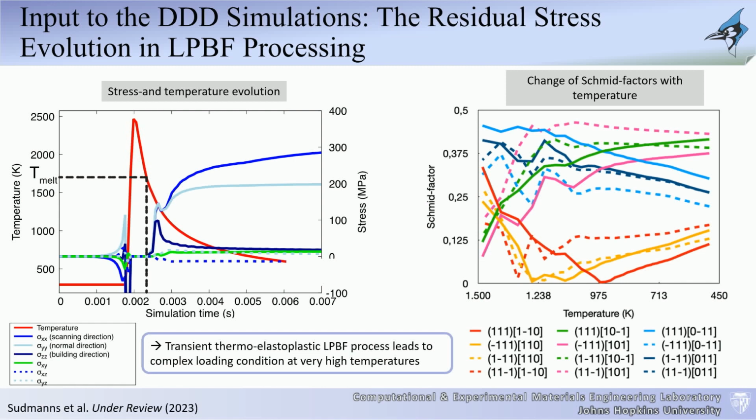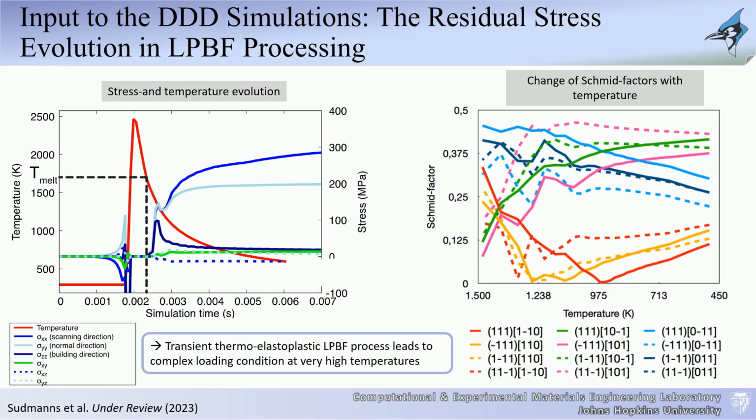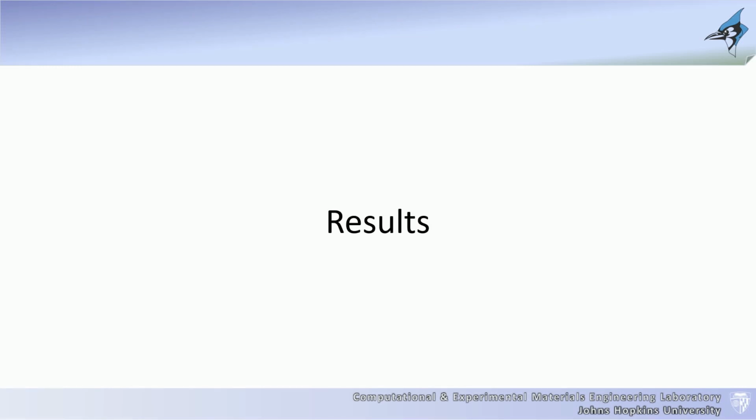So this clearly will indicate that there has to be some very complex dislocation structure that is evolving to accommodate these types of variations in the Schmidt factor as a function of temperature. So let's transition into the results. All of that was introduction and methods.